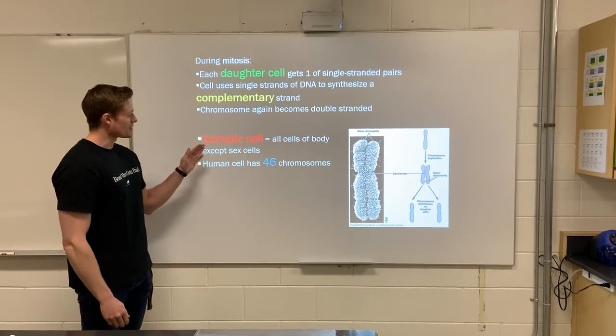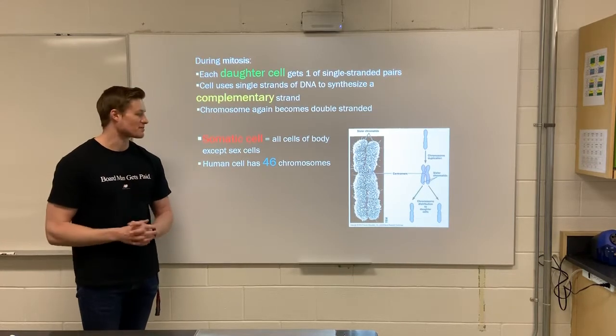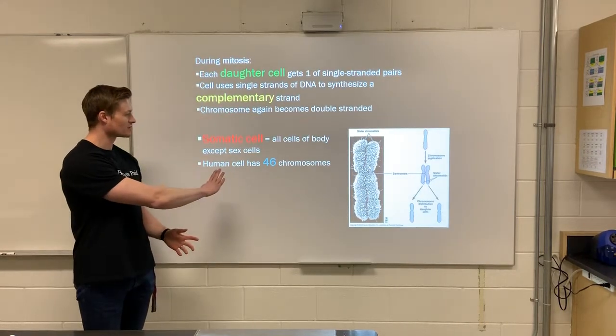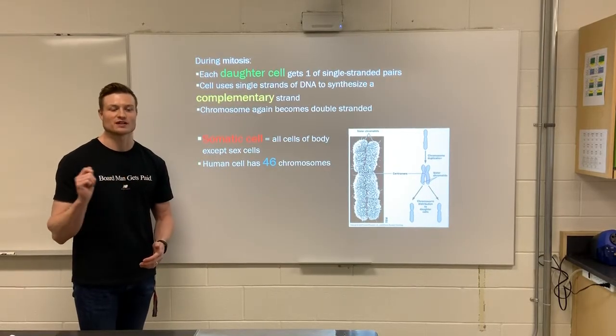A somatic cell, also known as a body cell, contains 46 chromosomes or 46 packets of DNA. So every human cell in the body that's a body cell is 46, with the exception, of course, of sex cells.